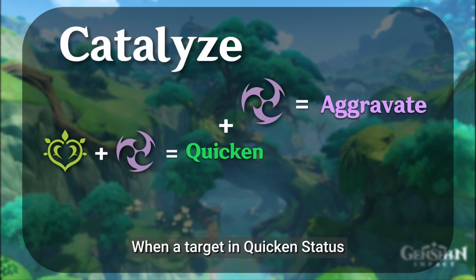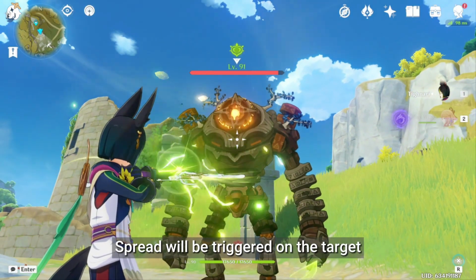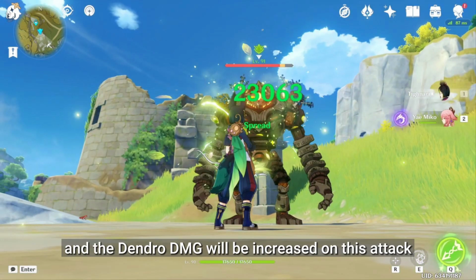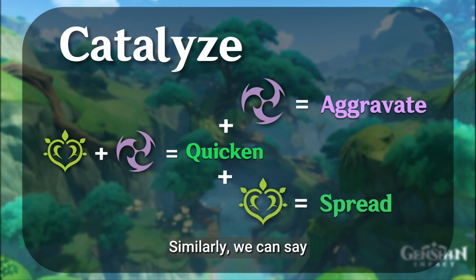When a target in Quicken status gets applied with Dendro, Spread will be triggered on the target, and the Dendro damage will be increased on this attack. Similarly, we can say Quicken plus Dendro is equal to Spread.